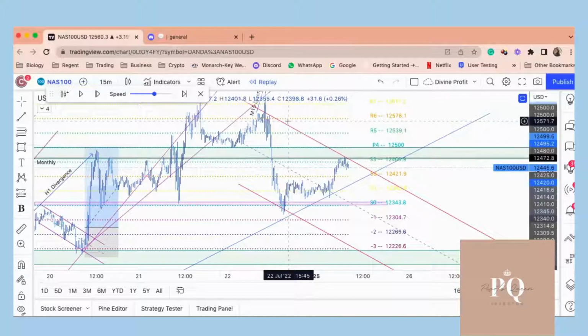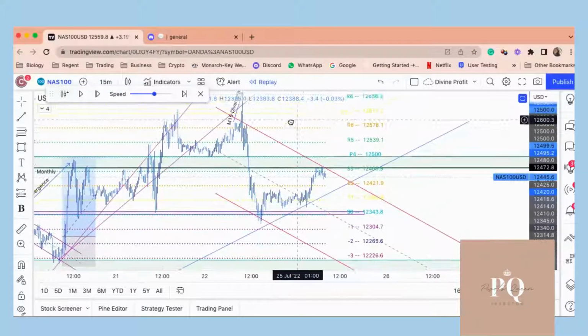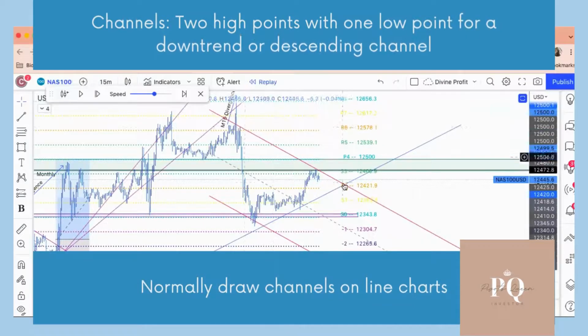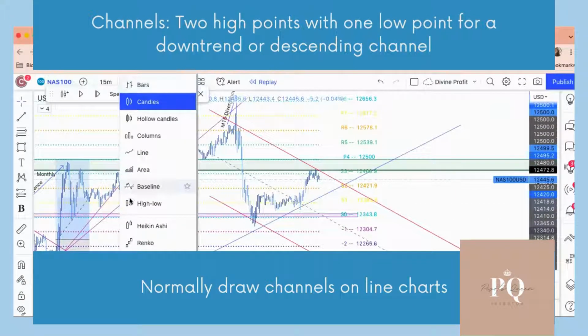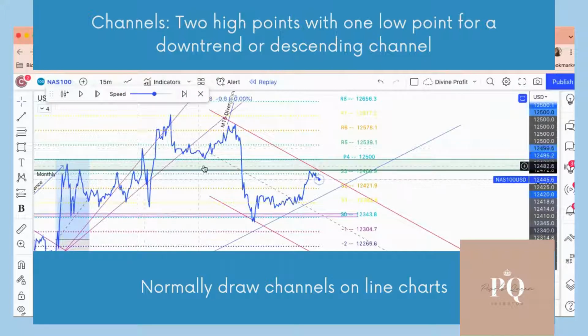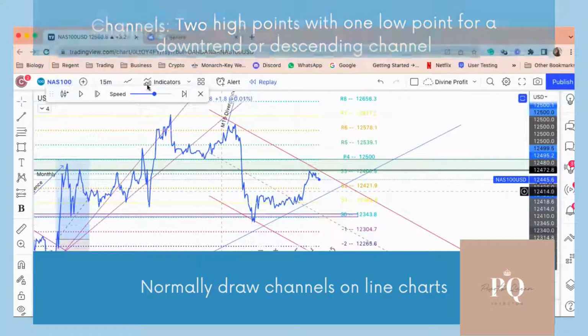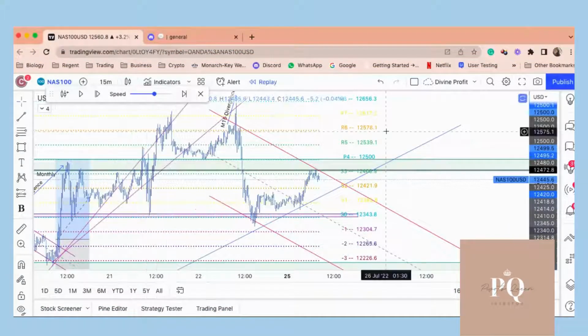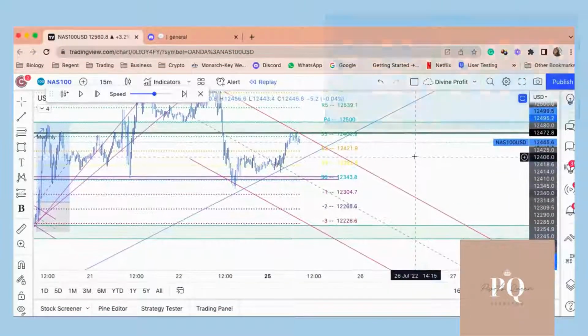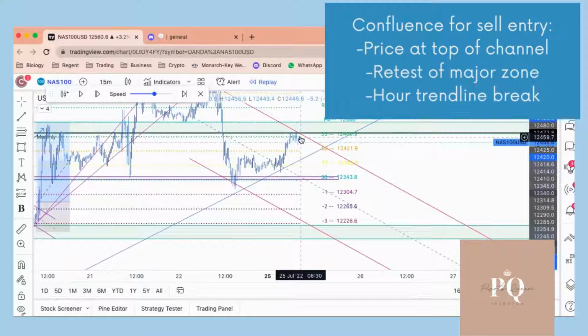I also drew a channel. To draw a channel, if you're in a downtrend, you need two high points and a low point. I usually draw my channels on line charts. These were my two high points, and this is my low point, and I just drew the channel up there. I saw price was near the top of my channel. Price was also retesting the zone. So I was looking to get in for a sell on this trade.